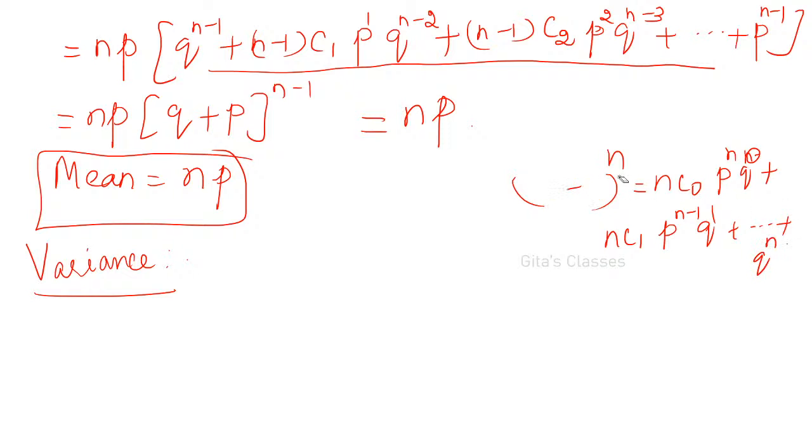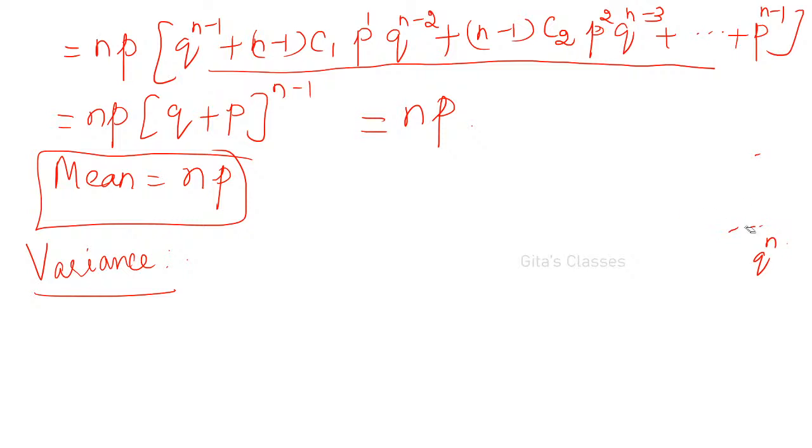The same thing here. Here I have q power n minus 1 in the first term, right? n minus 1 c0 is 1. So q power n minus 1, plus n minus 1 c1, p power 1 into q power n minus 2. You keep on reducing the power of q by 1 and increasing the power of p by 1. Always remember, if you add these two powers, you should get n minus 1. Then only we can write. This is the binomial expansion.